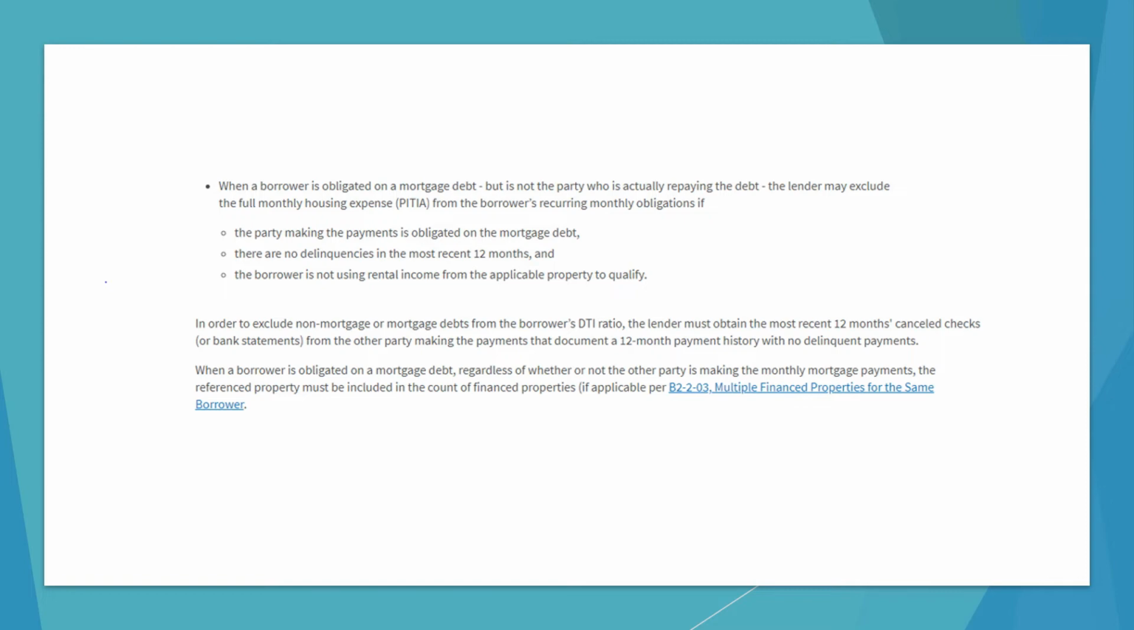What if we have a situation where our borrower co-signed on a mortgage loan? We can also exclude this debt, but there are a few other stipulations that come with a mortgage debt we must be able to document. The individual paying the debt is also on the loan. This is not like non-mortgage debt where the individual paying the debt does not have to be on the note. With the mortgage, they do. The debt has not been delinquent in the last 12 months. The borrower is not using any rental income off of this property to qualify for the subject property. We must document 12 months of mortgage payments by the other individual.